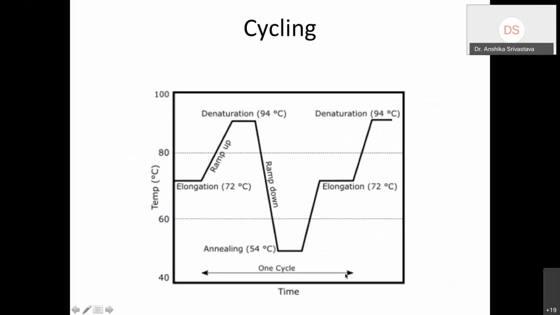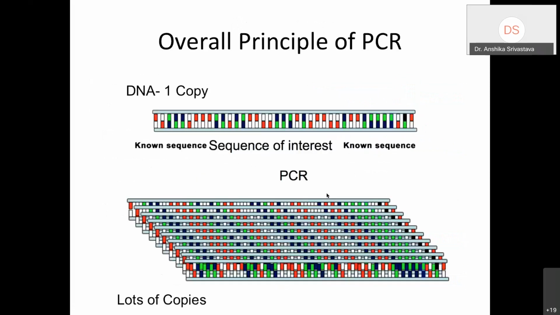So a cycle is composed of 3 steps: denaturation, annealing, and extension. Here it is written as elongation, but it is similar to extension. It is just another word for extension. So just to give you an overview of the principle of PCR, here the DNA has 1 copy, and when you do the PCR, you get lots of copies, as you can see in this slide.